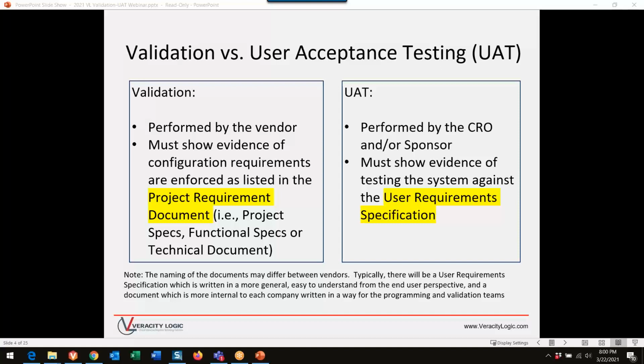Typically, there will be a user requirement specification, which is written in a more general, easy to understand fashion from the end user's perspective. The other document, which is in more technical format, is there to meet the needs of the programmers. The vendor may refer to this document as a project specification, functional specifications, or technical document.